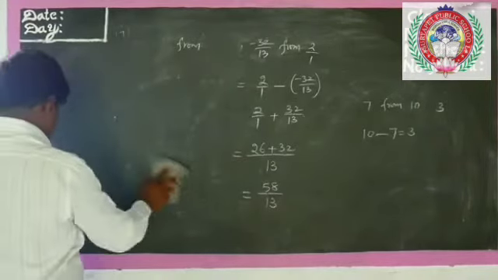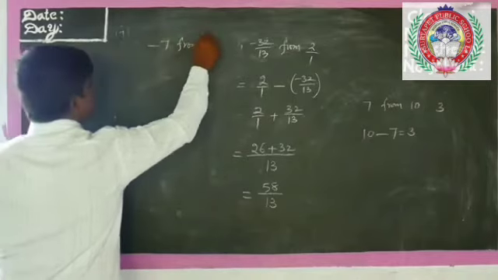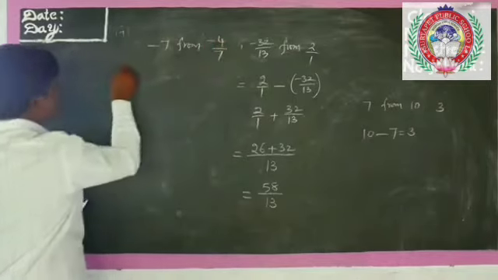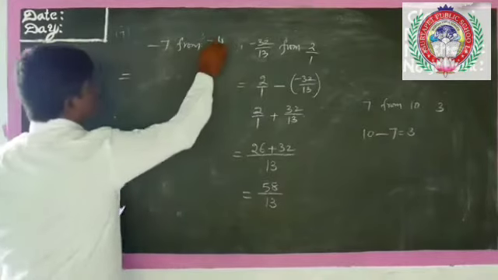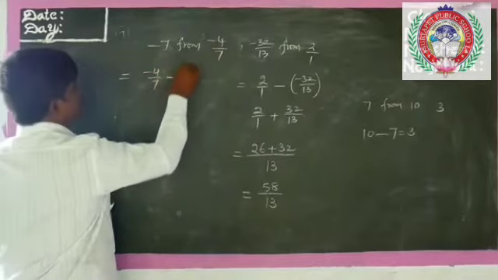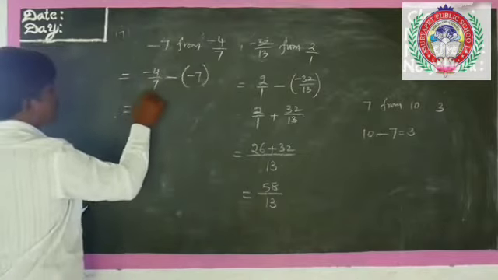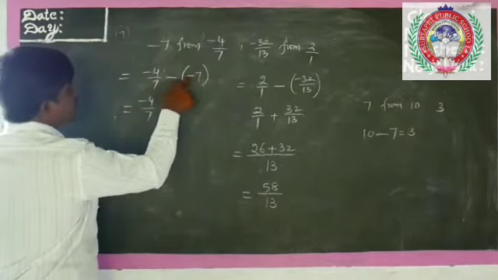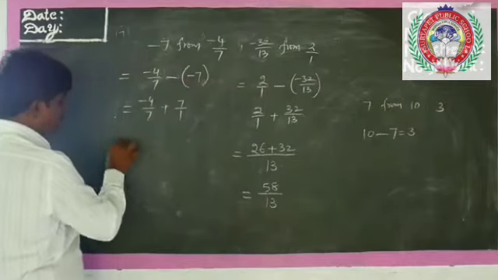Now in this there is another problem, subtract minus 7 from minus 4 by 7. So minus 7 from minus 4 by 7. We need to subtract this from that rational number. So take minus 4 by 7, subtraction, minus of minus 7, right? So minus 4 by 7, minus of minus 7, it is a plus. So this 7 can be written as 7 by 1.